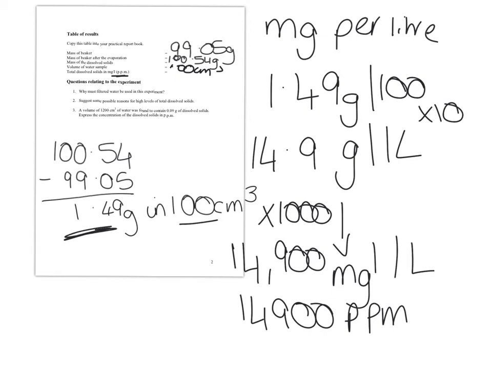Some reasons for possible high levels of total dissolved solids: it could just contain really high levels of organic or inorganic salts. You could be in a limestone area, and the limestone, calcium carbonate, could dissolve into the water. It could be an indication that you're in an area where there's some domestic pollution, agricultural pollution, or industrial pollution. And I'll do question 3 on the next slide.